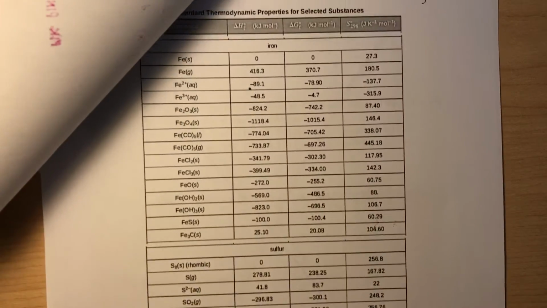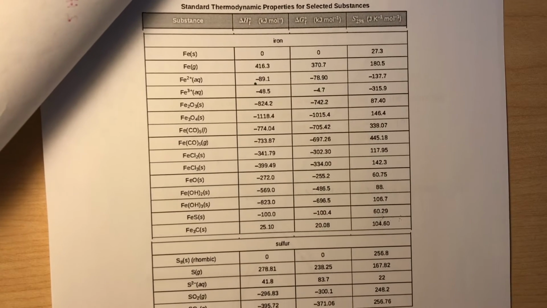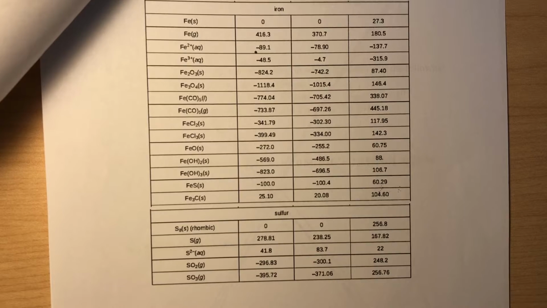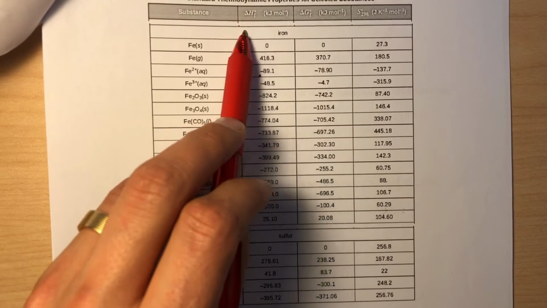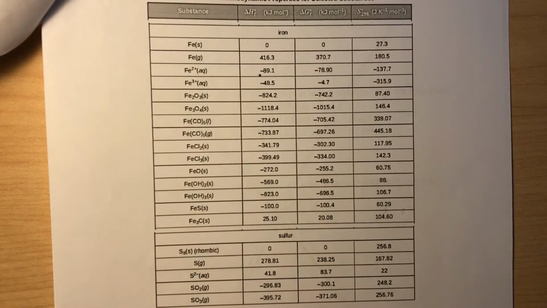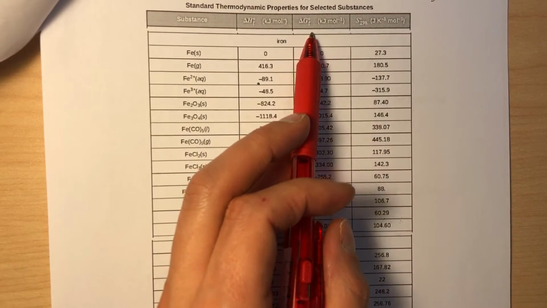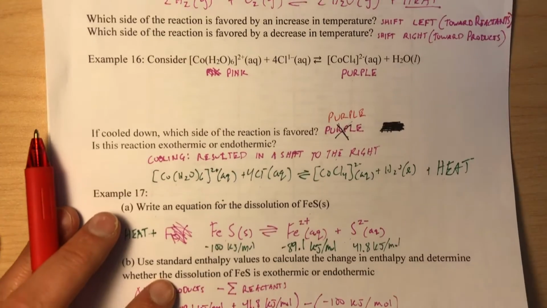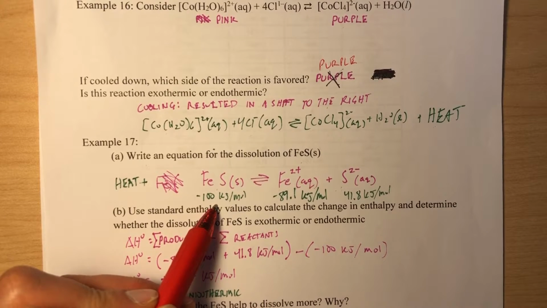On the next page, you'll find a whole table of thermodynamic properties for select substances, and these select substances are all iron-related and sulfur-related. So in the next few minutes, we're going to pick a few of these values out under our column for standard enthalpy changes. What we may use in the future would be things like delta G for Gibbs free energy and delta S for entropy.